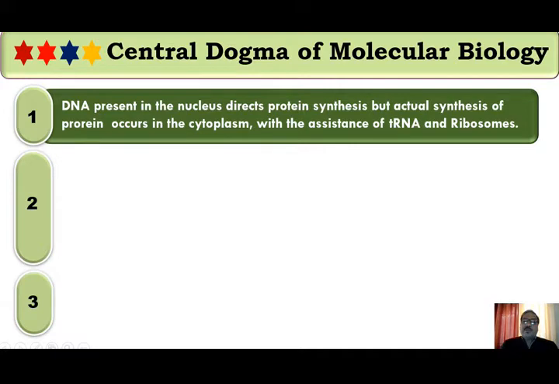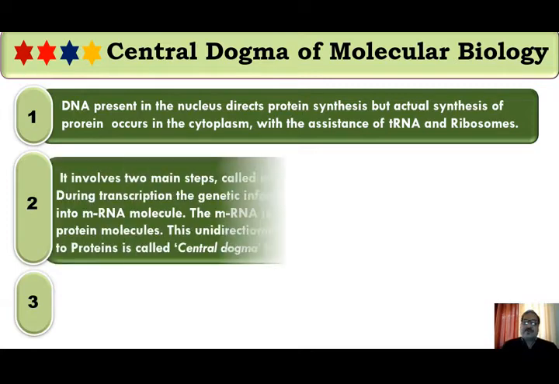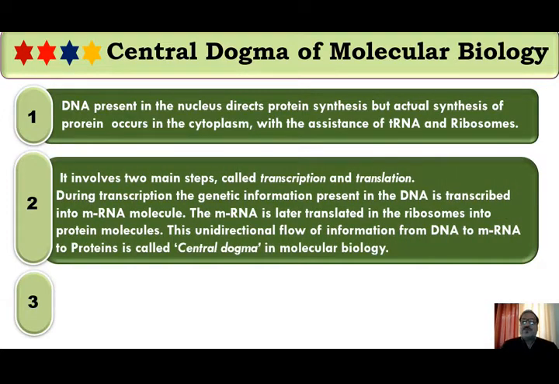DNA present in the nucleus directs protein synthesis, but actual synthesis of protein occurs in the cytoplasm with the assistance of transfer RNA and ribosomes. The whole process of protein synthesis takes place with the help of 2 main steps, that is transcription and translation. During transcription, the genetic information present in the DNA is transcribed into mRNA molecule. The mRNA molecule is then translated in the ribosomes into protein molecules.